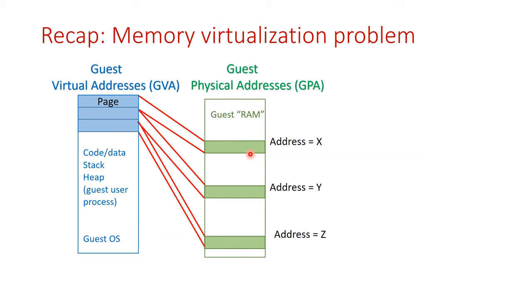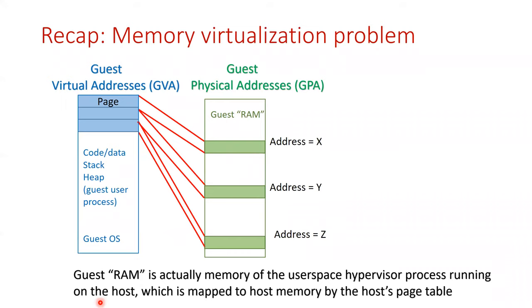This is the case with any OS, but in the case of guest operating systems running on top of a VMM, what the guest thinks is its RAM is not actually a contiguous piece of memory, but in fact, this is just memory in the user space hypervisor process. The user space hypervisor we've seen in the previous two lectures memory maps a large chunk of memory to act as the guest RAM. So in reality, this is not located contiguously in RAM anywhere.